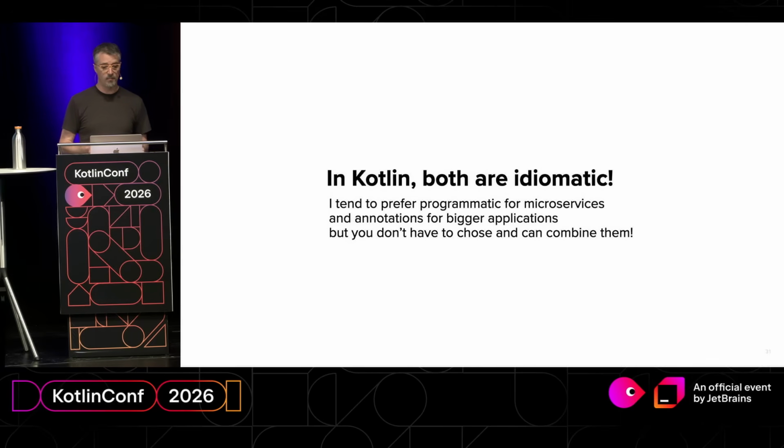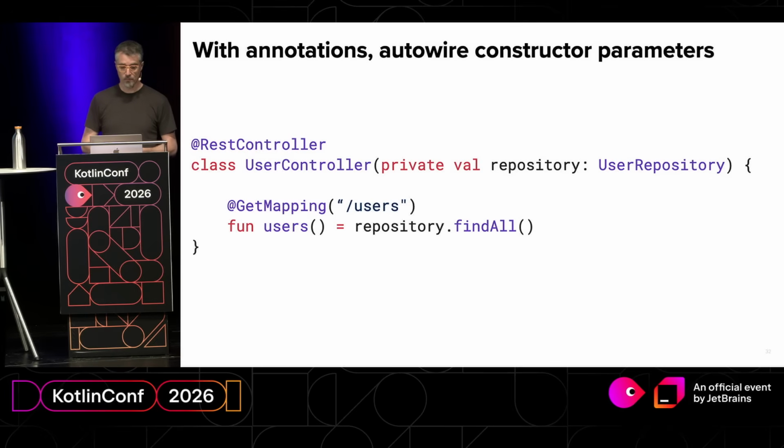So in Kotlin, both are idiomatic. Myself, I tend to advise and prefer programmatic configuration with DSL for smaller projects and microservices, and I use more annotations and discovery of the various beans for bigger projects. You can, of course, combine both, so it's not about choosing, but this is what I tend to do.